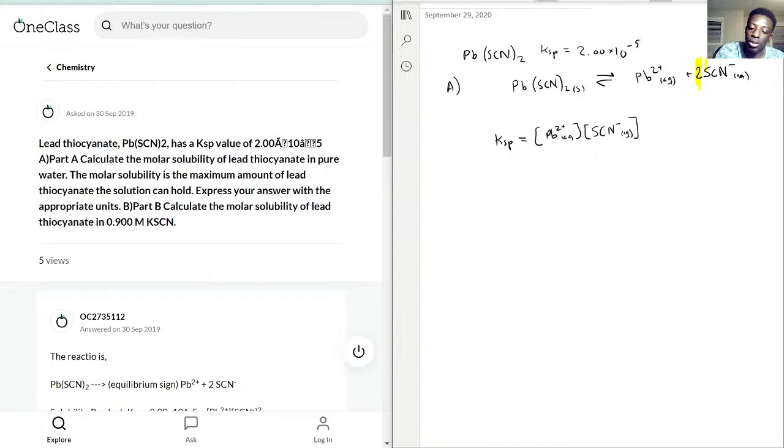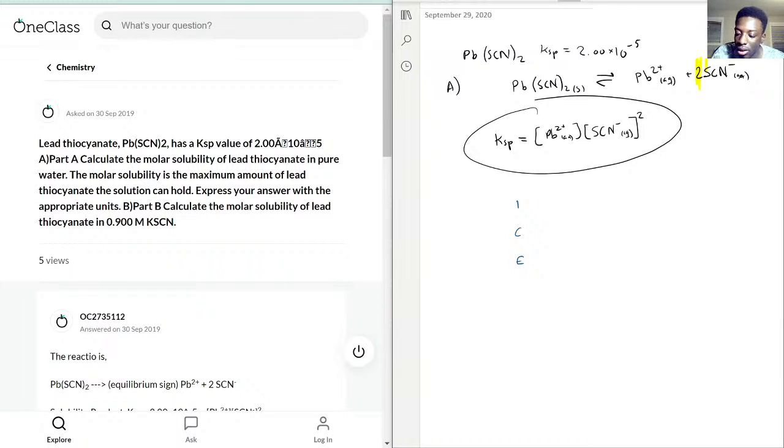Now you're probably wondering right away, how do we reflect the 2? When it comes to the K value, when you want to reflect that 2 in front of it, you square it. So this is going to be our Ksp formula that we're going to be using. And here we also need an ICE table. So initial, change, and equilibrium. We don't really know how much we started with, but in this case, it doesn't really matter because we're only focusing on the aqueous solutions being produced, because this is how we find our molar solubility.